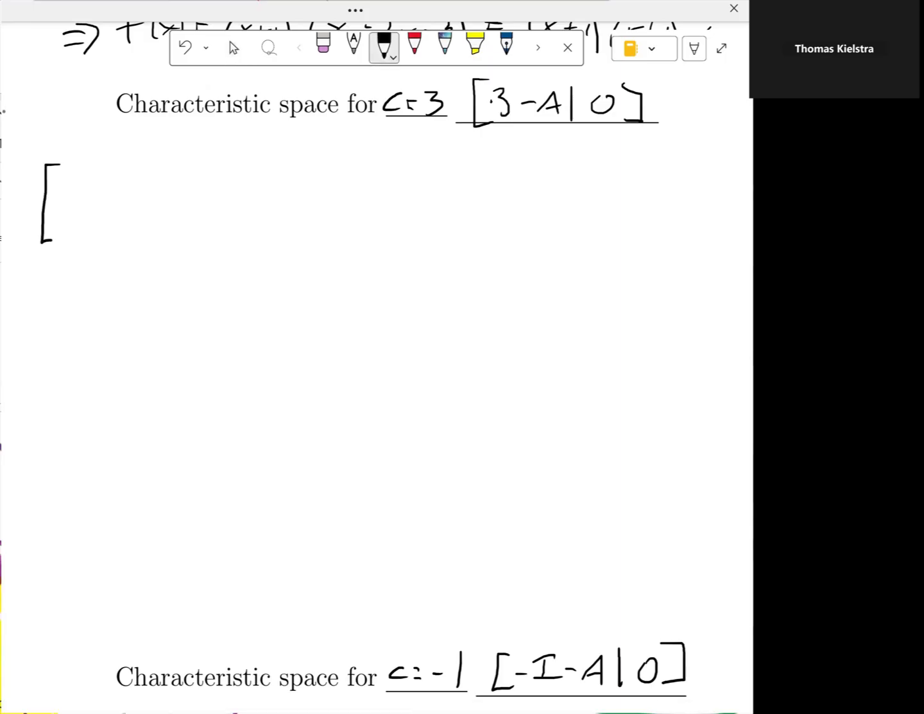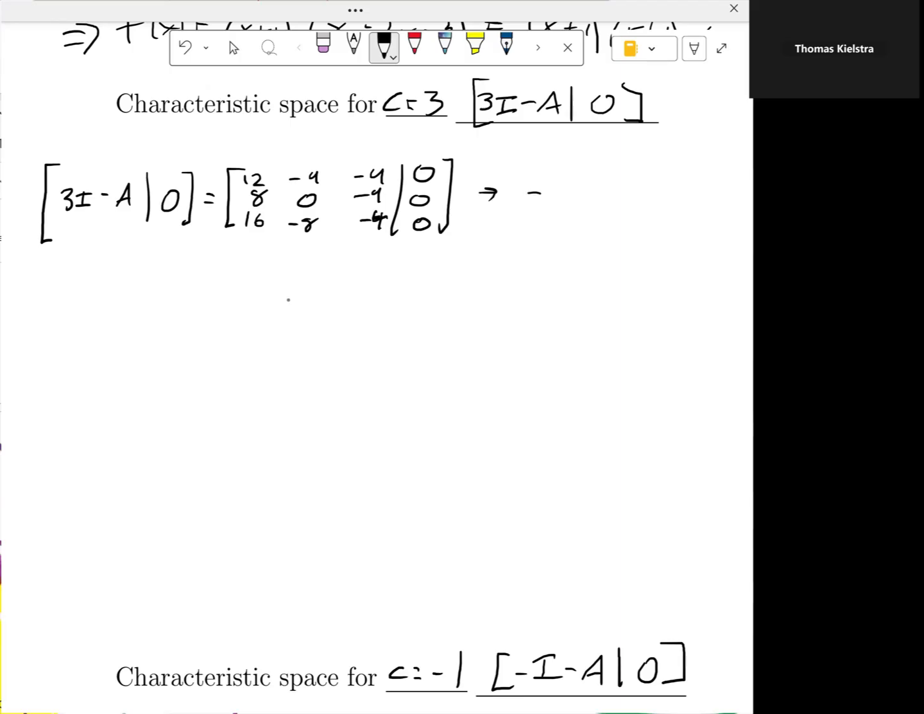So we start with 3I minus A being 0. So it's clear what the identity matrix is. And now this augmented matrix is equal to 12, minus 4 with 0, 8, 0, minus 4 with 0, 16, minus 8, minus 4 with 0. Now, if we do a bunch of row operations, we'll eventually get to the row echelon form of 1, 0, 1 half, 0, 0, 1, 1 half, 0, 0, 0, 0.